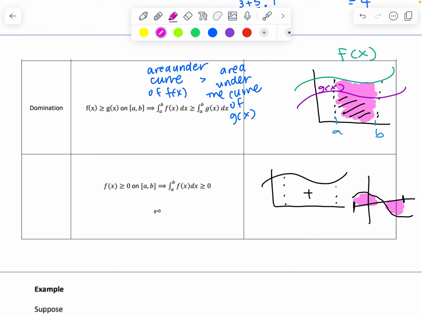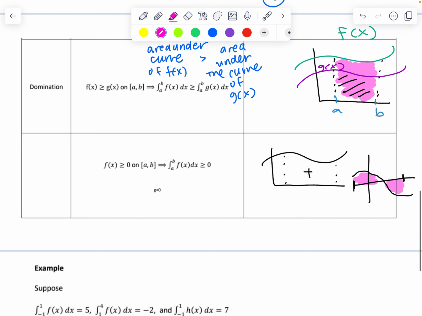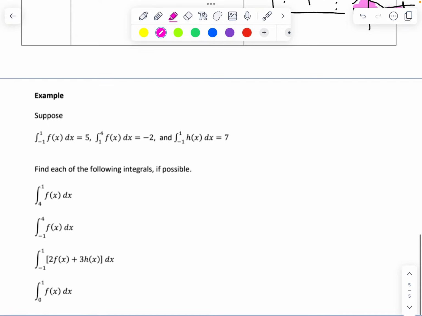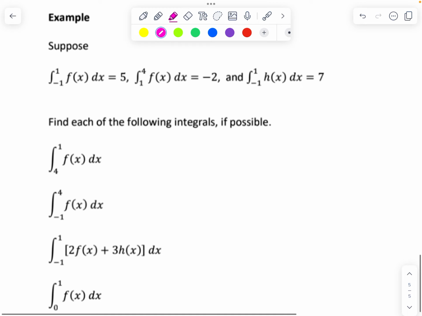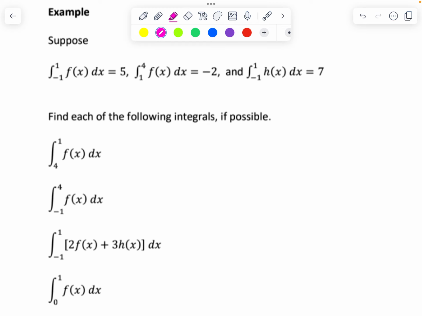Okay, we're going to do some practice real quick. For each of the following integrals, if possible. Sometimes you won't even be given a sketch. You'll just be given random pieces of information. Just so you know, sometimes you don't have enough information to answer some of these, and that's totally okay.